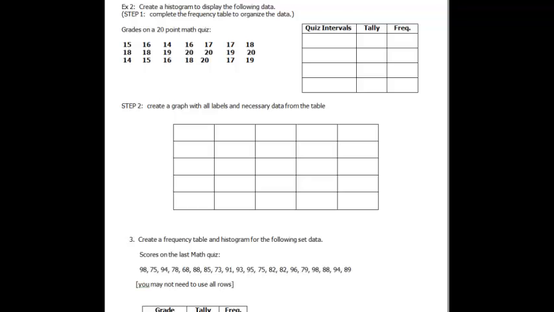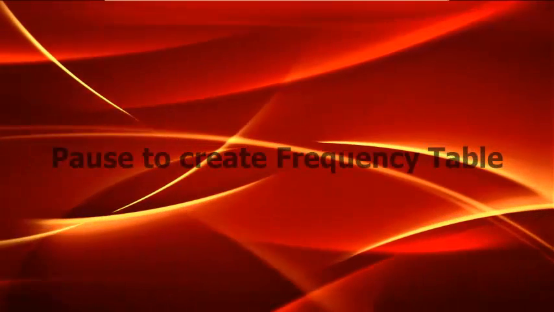If you look at those quiz intervals, the highest score was a 20 and the lowest score was a 14. So I want to create 4 intervals between 14 and 20. In this case, I'm only going to have 2 data points within the interval. So you can go ahead and pause here and do the rest on your own.